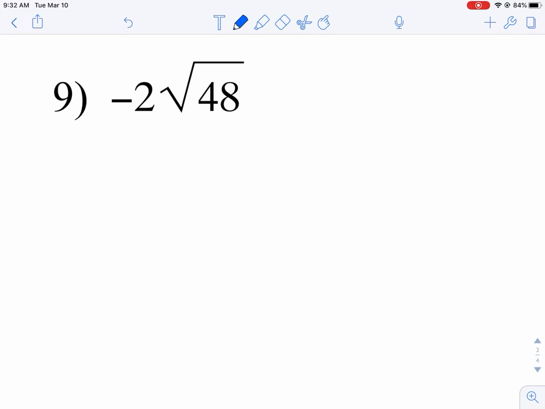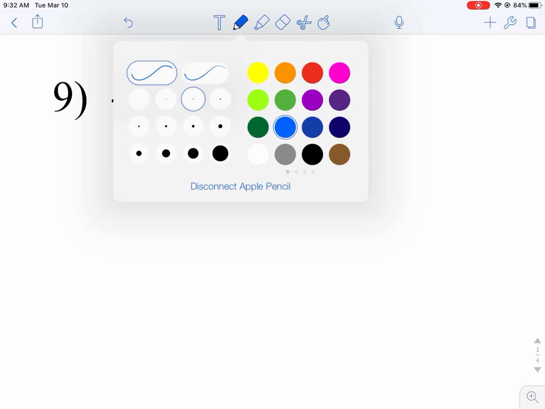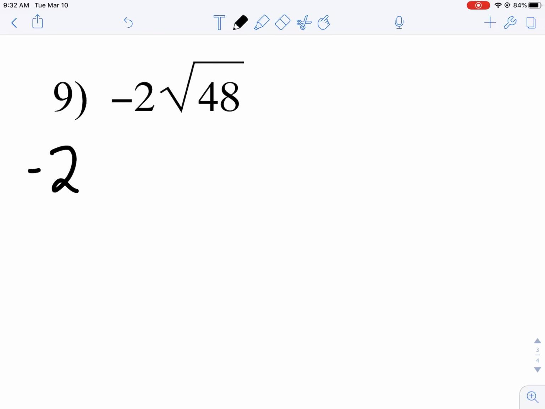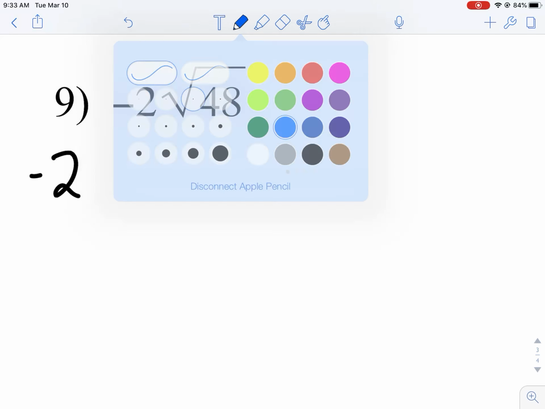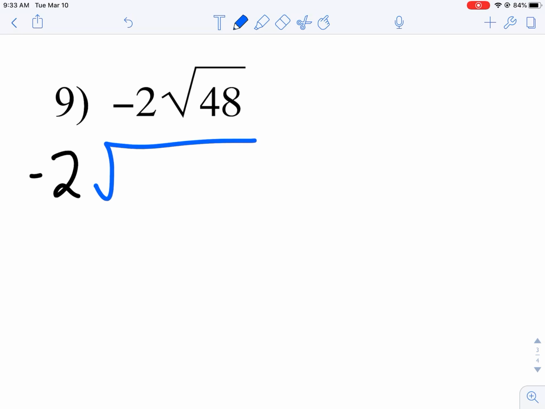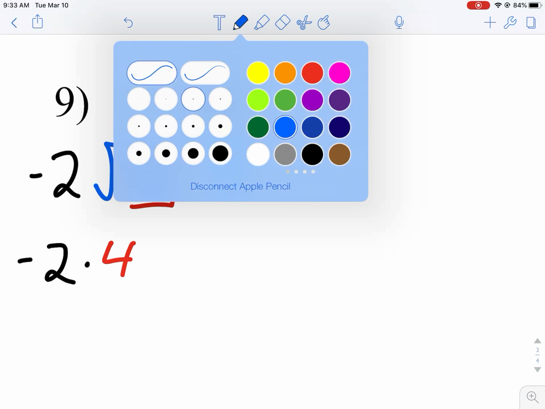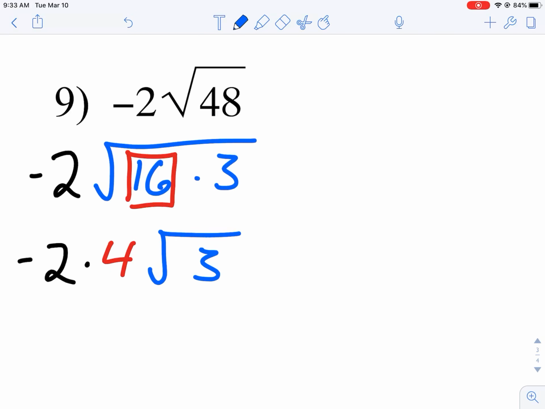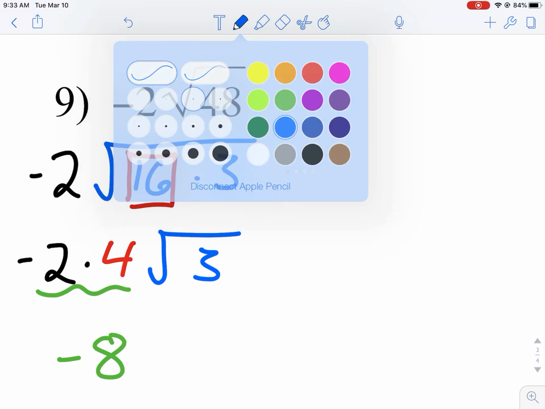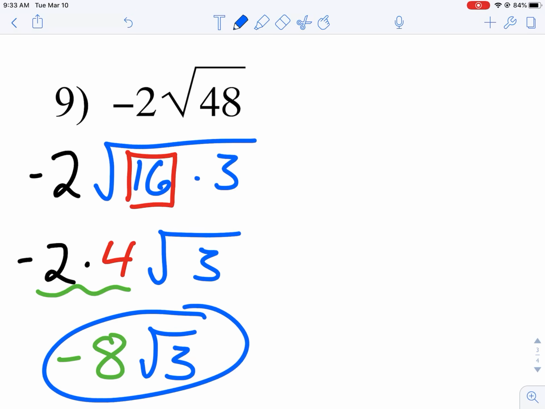And then number 9, now I've got a negative number. It doesn't really change the problem at all. You just have to remember that negative is going to multiply here. So negative 2 square root of 48. 48 is going to be 16 times 3. And then 16 is a perfect square. So the square root of 16 is 4. So I get negative 2 times 4 with the square root of 3. And negative 2 times 4 is negative 8 square root of 3.